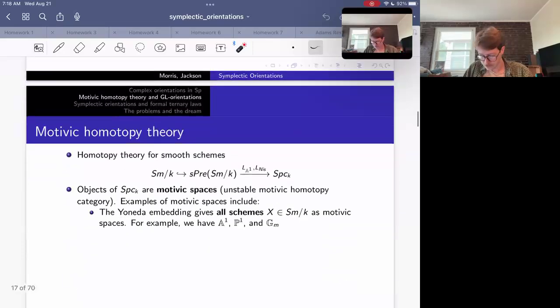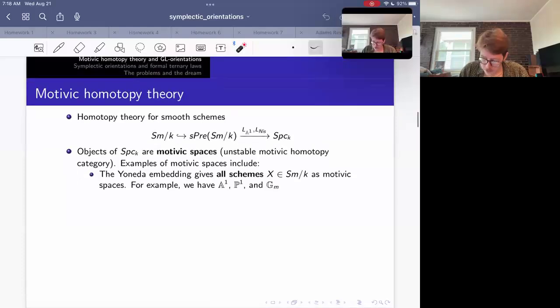with. But we started with the Yoneda embedding, and we can just embed all of our smooth schemes all the way through this category. So the unstable homotopy category we've constructed really does possess all of the smooth schemes that we started with, and we can talk about doing homotopy theory with them. So any smooth scheme over K is inside of here.